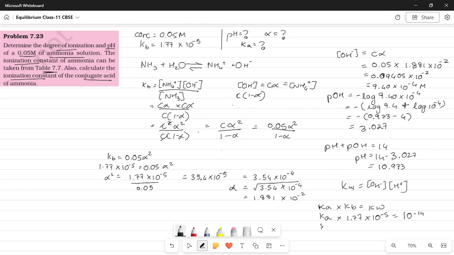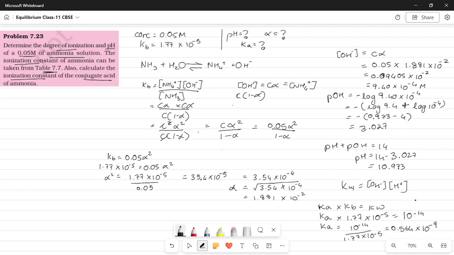So Ka will be equal to 10 to the power minus 14 divided by 1.77 into 10 to the power minus 5. On further simplification this gives us 0.564 into, when we take the 10 to the power minus 5 from the denominator to the numerator, 10 to the power plus 5. So minus 14 plus 5 gives us minus 9, so 10 to the power minus 9. And if you want to, you can write this as 5.64 into 10 to the power minus 10.